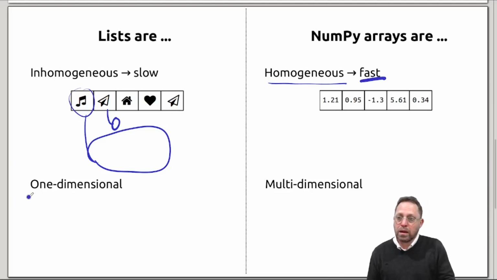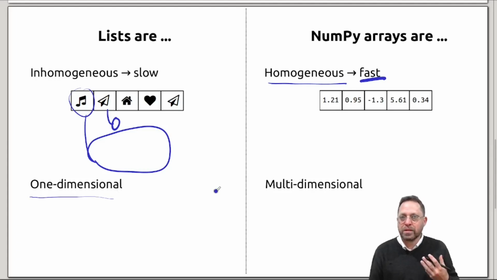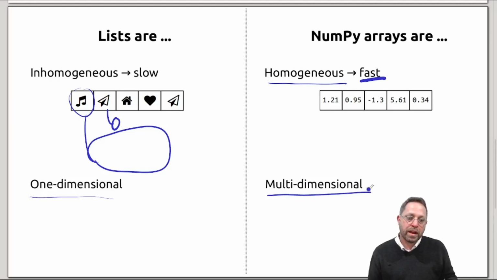Also, lists are inherently one-dimensional, right? There's one thing coming after another in a sequence. That makes it a little bit difficult to model something like a matrix. And we as engineers use linear algebra so much that it is an important object to have. NumPy arrays, on the other hand, are inherently multidimensional. And that makes linear algebra work a lot better.